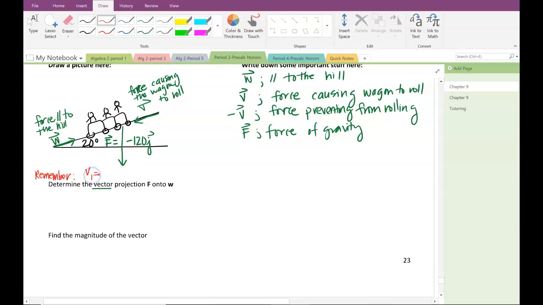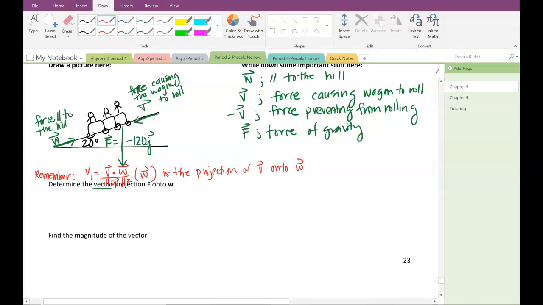V sub 1 equals vector V dot product with vector W, all over the magnitude of vector W squared, times vector W. And this is the projection. This is just the definition that I gave you prior. Projection of V onto W.